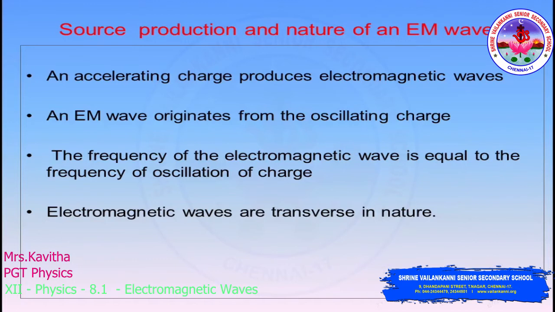See, the oscillating electric and magnetic fields regenerate each other, and that is how the waves propagate. So the frequency of the electromagnetic wave naturally equals the frequency of oscillation of the charge. And the energy associated with the propagation of the wave comes at the expense of the energy of the source, that means the accelerated charge. Right.